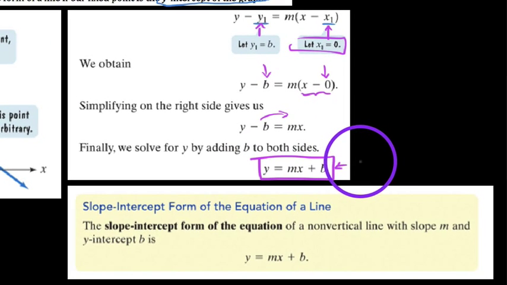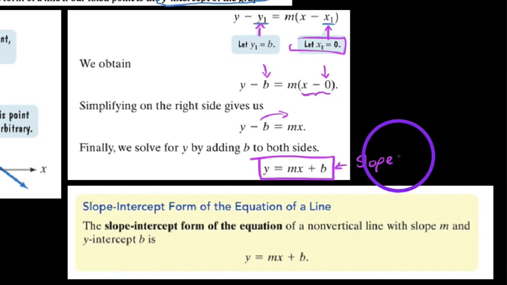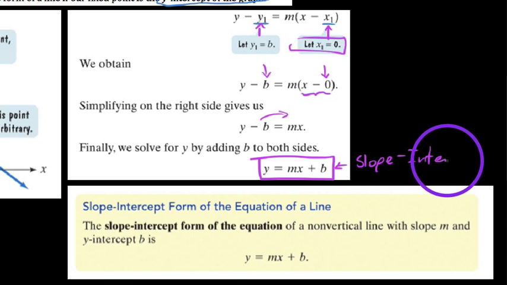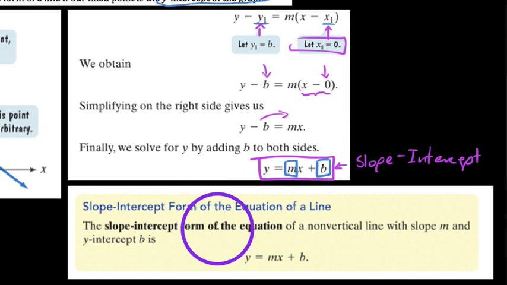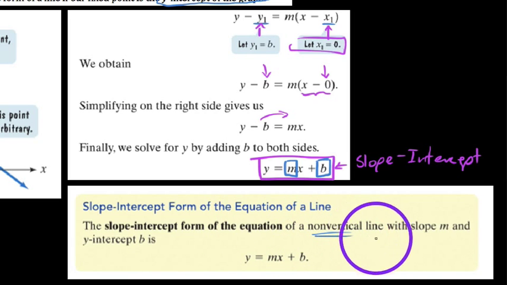This is the slope-intercept form of a line, and the reason why we refer to it as slope-intercept form is because it gives us two really important values here, which m is our slope and b is our y-intercept. Basically this is the same thing as point-slope form, but it assumes that your fixed point has to be the y-intercept, and is always at b. So we say the slope-intercept form of the equation of a non-vertical line with a slope of m and a y-intercept of b is just simply y equals mx plus b.